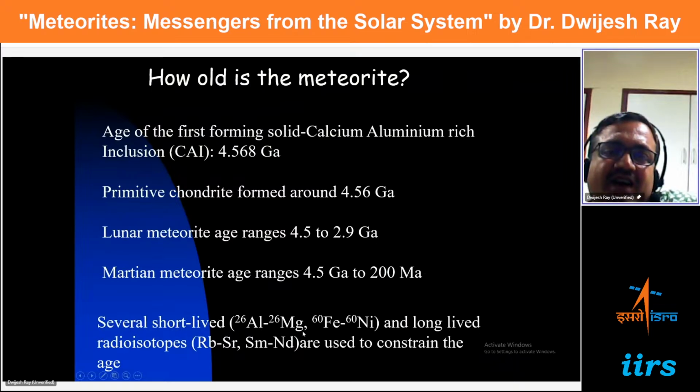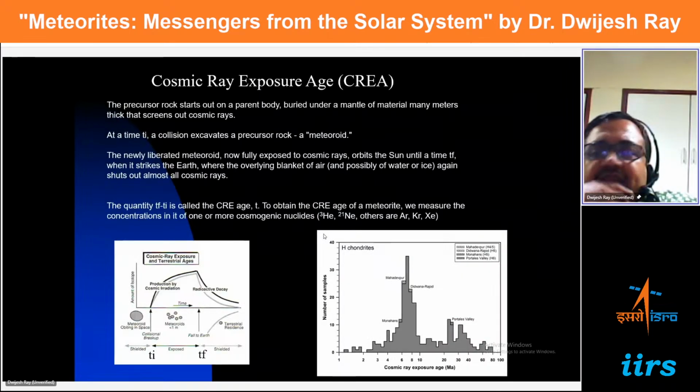And these are the short-lived radionuclides we generally use to date objects like calcium aluminum rich inclusions or chondrites to constrain the age. Another important part is the cosmic ray exposure age. Actually, this can tell us how long the meteoroid remained in space.